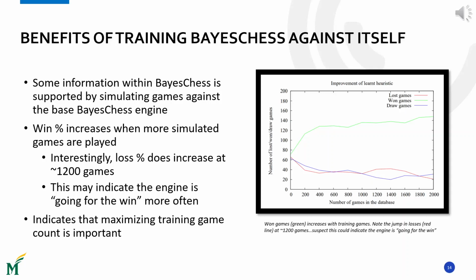But interestingly, you can see on this red line here that between about 1100 and 1800 games, there's a point where the engine actually starts to lose a higher percentage of games as well. It's unclear from the article why this is, but my best suspicion is that the game may think that it knows more about what will create a winning situation and may go for the win more often now that it understands the game a little bit better. This indicates that maximizing the training game count is very important. The more games that we allow this engine to play, the better it will perform, especially towards the end game.